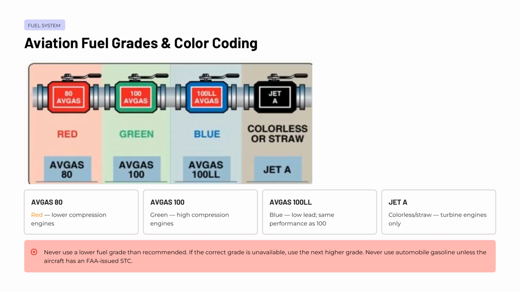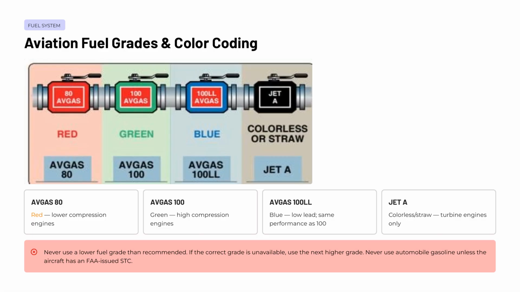There are two rules you must never violate. First, never use a lower grade than what your aircraft requires. Using an inferior fuel in a high-compression engine can cause detonation, which can destroy an engine rapidly and without warning. Second, never use automobile gasoline in an aircraft unless that specific aircraft holds an FAA-issued Supplemental Type Certificate, or STC, authorizing its use. Auto fuel lacks the consistency and standards required for aviation.